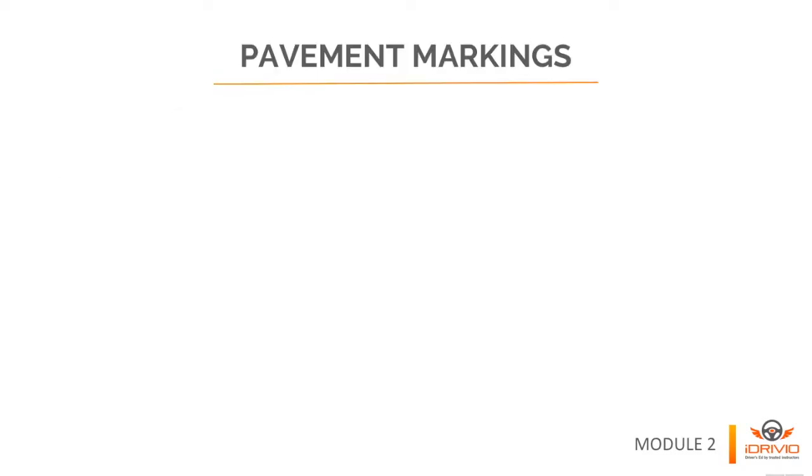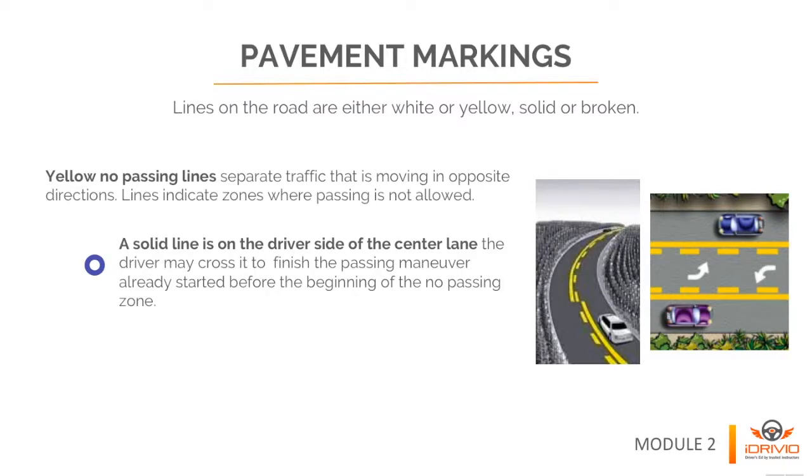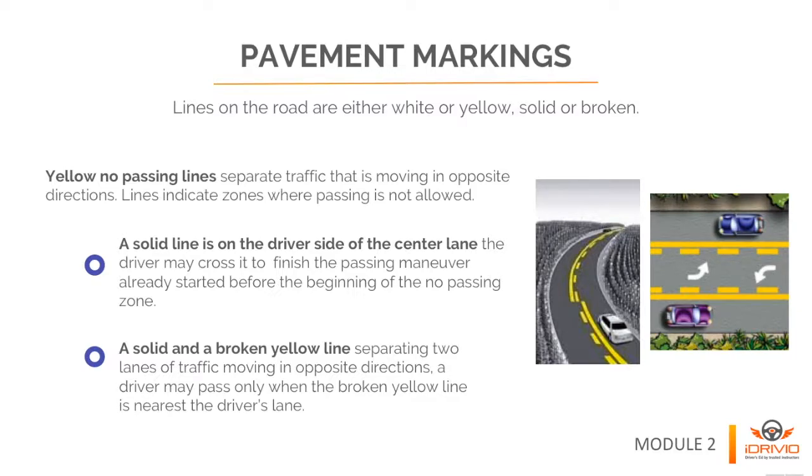Pavement markings. Yellow no passing lines separate traffic that is moving in opposite directions. These lines indicate zones where passing is not allowed. When a solid line is on the driver's side of the center lane, the driver may cross it to finish a passing maneuver that already started before the beginning of the no passing zone. You may cross it to make a left turn into or from an alley, private road, or driveway. A solid and broken yellow line separates two lanes of traffic moving in opposite directions. A driver may pass only when the broken yellow line is nearest the driver's lane.